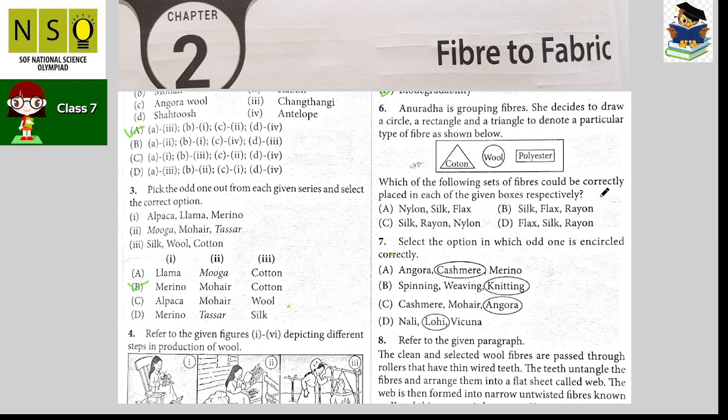The options are A, nylon, silk, flax; B is silk, flax, rayon; C is silk, rayon, nylon; and D is flax, silk and rayon. So the correct answer is D, because cotton and flax are the plant fibers, wool and silk are the animal fibers, and polyester and rayon are the synthetic fibers. So the answer will be D.